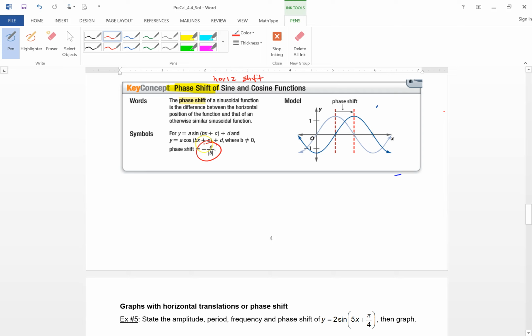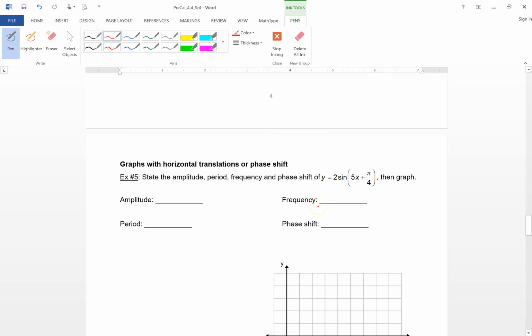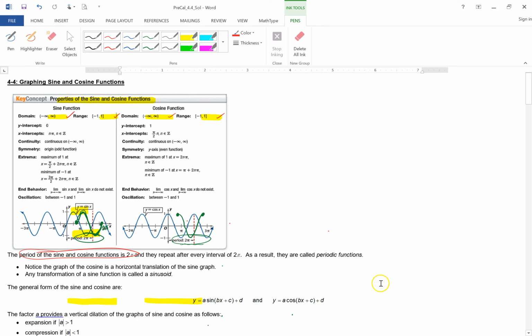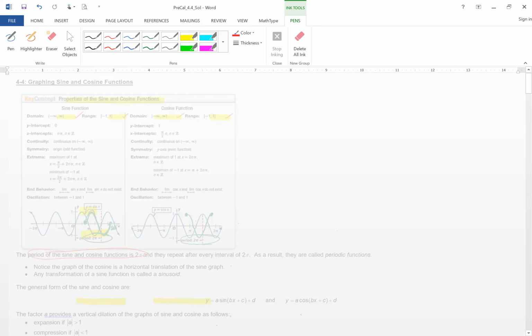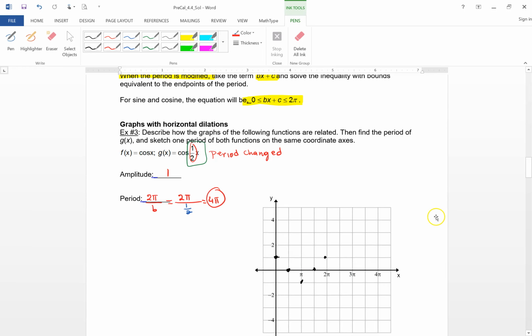Here's how we find phase shift. Basically what you do is you take bx plus c and set it equal to 0. That's it. And you solve for x. Okay? So look at this here. This is my bx plus c. If I want to figure out the phase shift, all I do is take the 5x plus 4 and set it equal to 0. When I do that, what do I get for x?